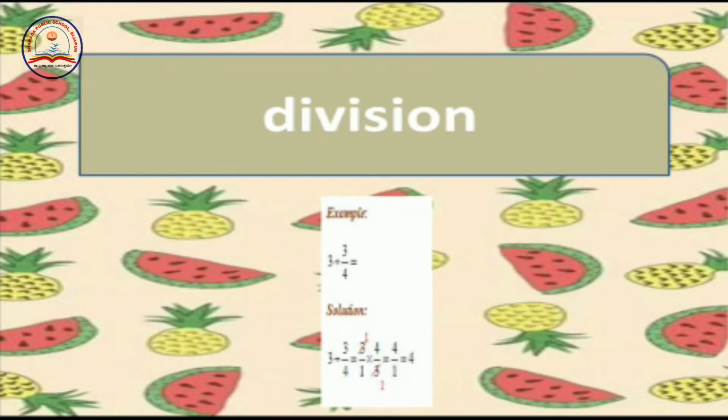Division of fractions. Example, 3 divided by 3 by 4 equals 3 by 1 into 4 by 3. We will cancel 3 and 3 as 1 by 1. 1 into 4 equals 4. 1 into 1 equals 1. The answer is 4.